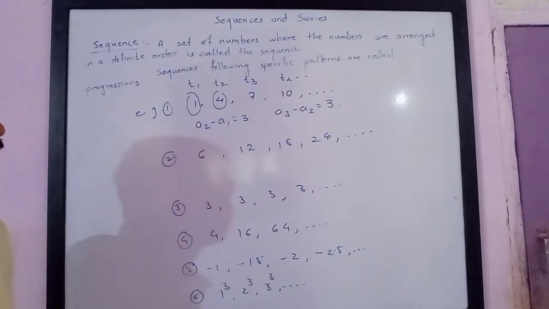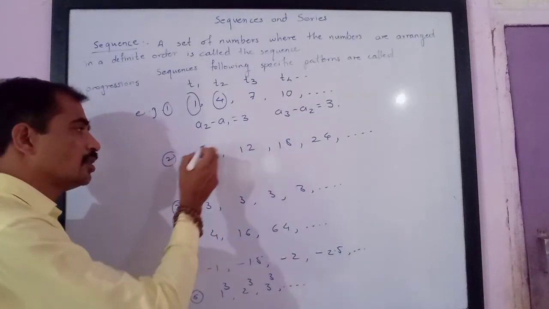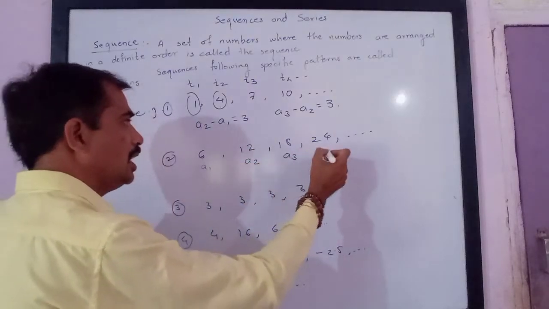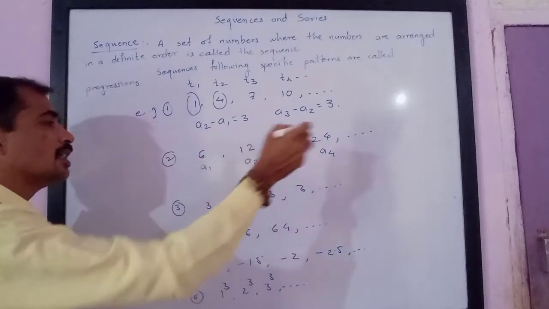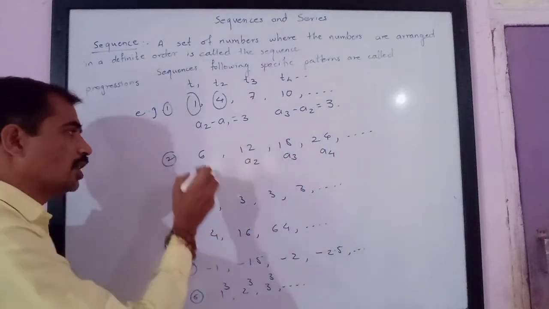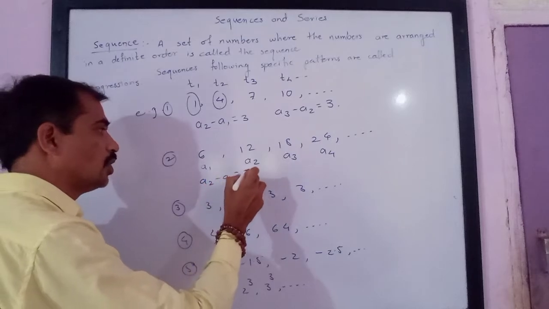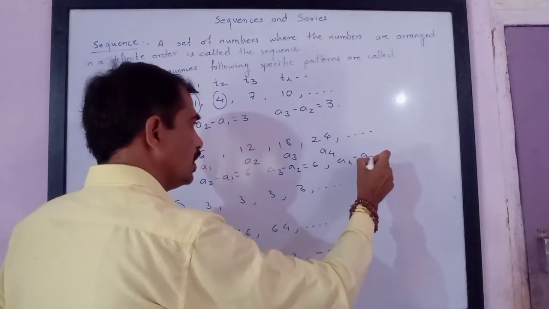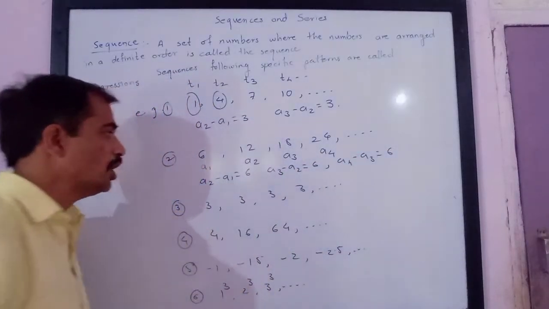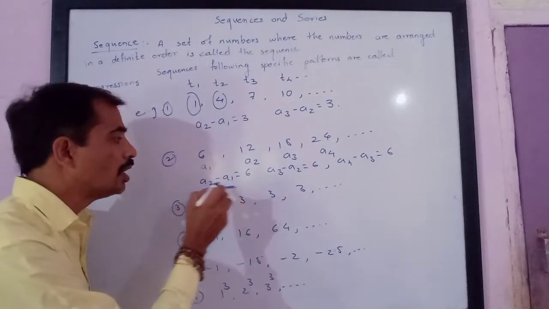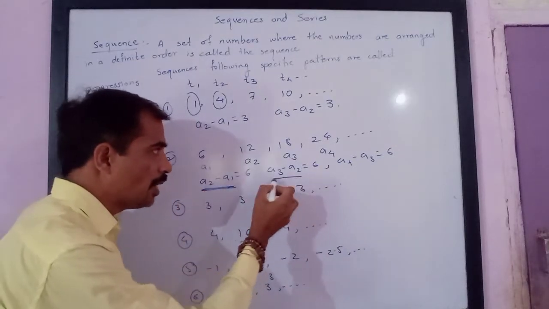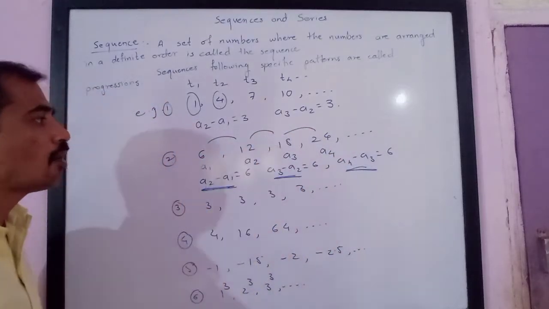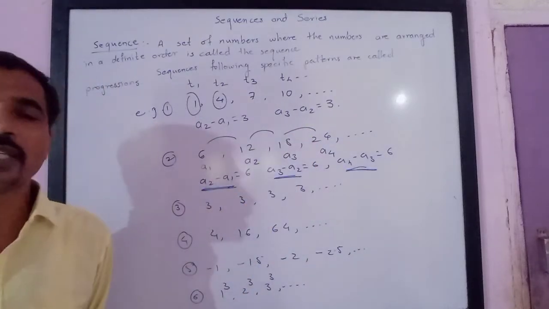Second, let us understand the second sequence. Here the first term is 6, the second term is 12, the third term is 18, the fourth term is 24. Let us check the consecutive difference. You will notice that A2 minus A1 is equal to 6, A3 minus A2 is also equal to 6, A4 minus A3 is also equal to 6. Please note, I am subtracting the consecutive terms. If you see the difference between the consecutive terms, it is the same.